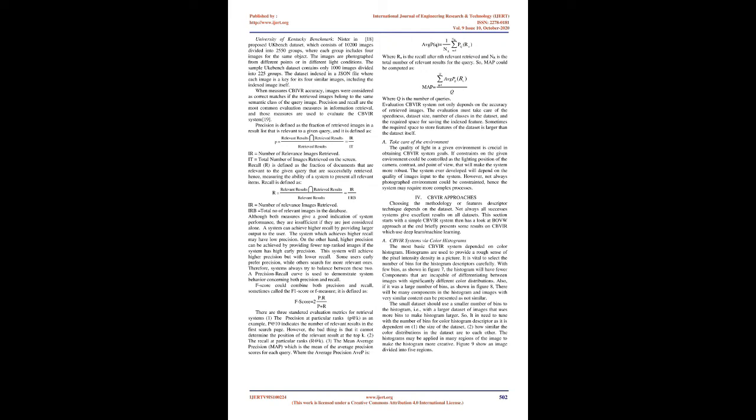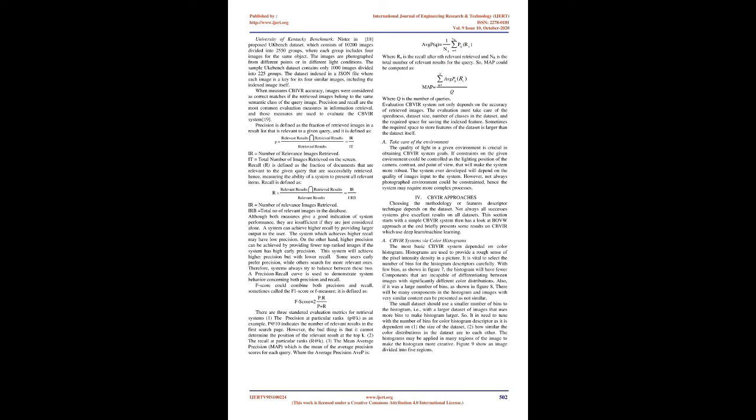University of Kentucky benchmark: Nister [18] proposed the UK bench dataset, which consists of 10,200 images divided into 2,550 groups, where each group includes 4 images of the same object. The images are photographed from different points or in different light conditions. The sample UK bench dataset contains only 1,000 images divided into 225 groups. The dataset is indexed in a JSON file where each image is a key for its 4 similar images, including the indexed image itself. When measuring CBVIR accuracy, images were considered correct matches if the retrieved images belong to the same semantic class as the query image.